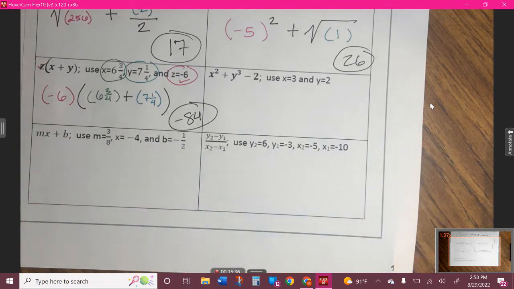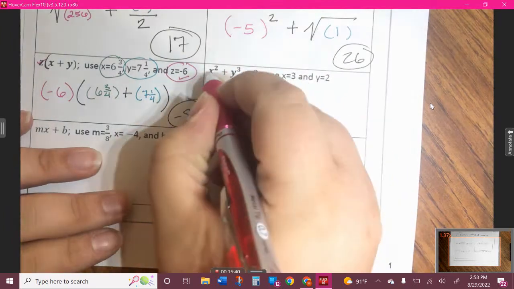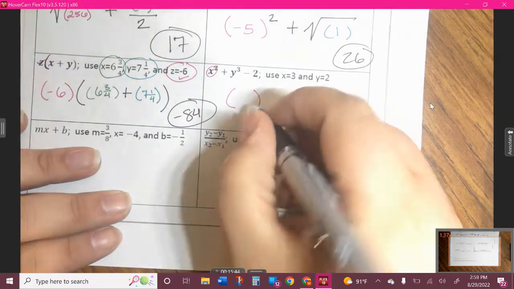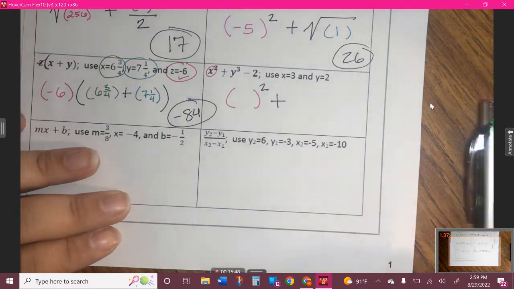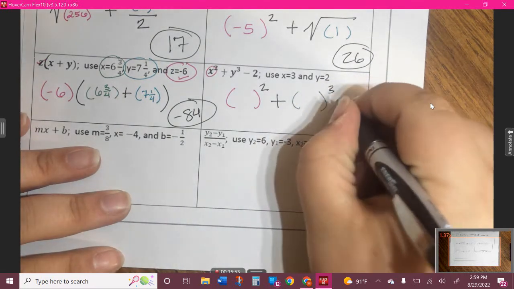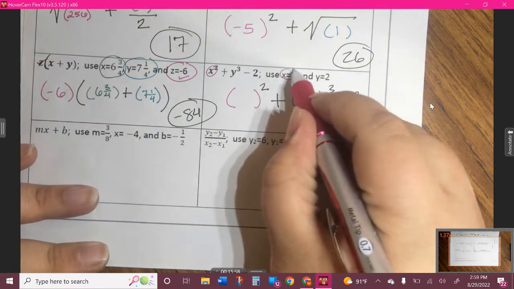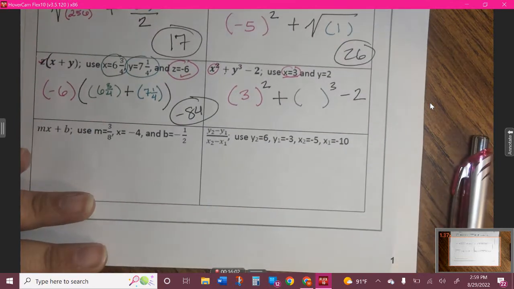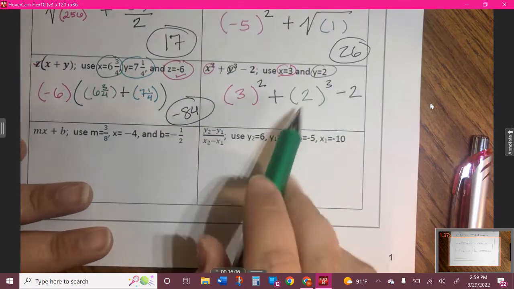I'm going to use that same idea, especially now that there's exponents involved. Instead of x, I'm putting a bubble, a set of parentheses, and then squared, plus sign, a bubble for y, it's cubed, and then minus 2. Now inside of the x set of parentheses, it tells us x is 3, so we can put a 3 there. Inside of the y parentheses, it tells us y is 2, so we put a 2 there.